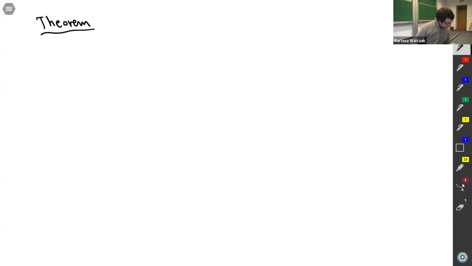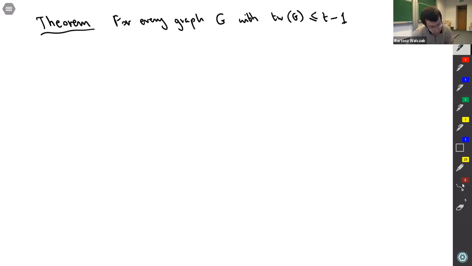Here is our main theorem. For every graph G for which the tree width is at most t minus one. So I'm going to assume that we have a tree decomposition with bags of size at most t.